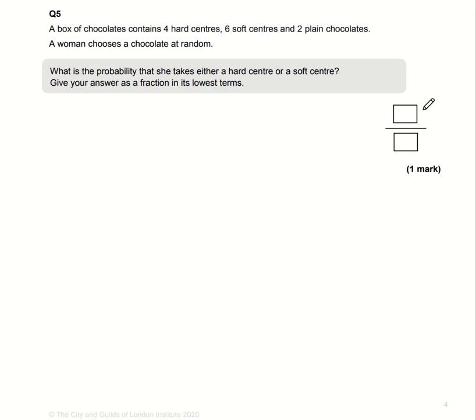Question number 5. A box of chocolates contains 4 hard, 6 soft, and 2 plain chocolates. A woman chooses a chocolate at random. What's the probability that she takes a hard or a soft centre? So how many chocolates are there in total? Well, it's 4 plus 6 plus 2, which is 12. So out of the 12, how many are hard or soft? That is 4 plus 6, which is 10.